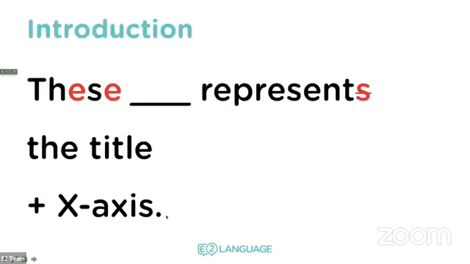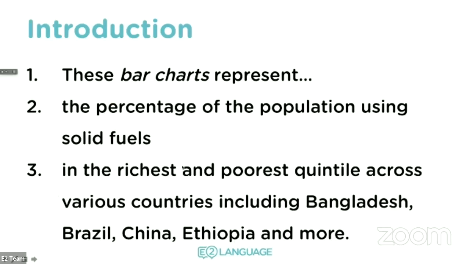Let's have a look at what I actually wrote. What you will notice is that because we had two charts, I don't say this chart represents, I say these charts represent. So our grammar must change a little bit, the title and the x-axis. So I said these bar charts represent the percentage of the population using solid fuels. That time I took the title almost word for word because I could, because it was grammatical. In the richest and poorest quintile across various countries, including Bangladesh, Brazil, China, Ethiopia, and more.